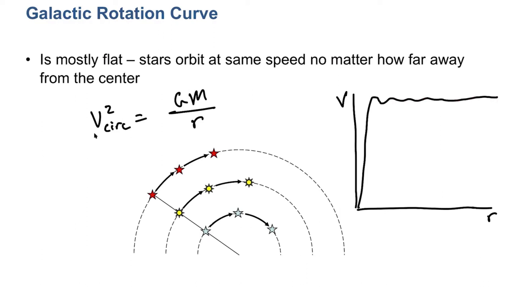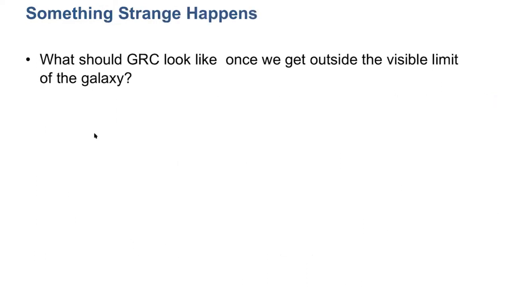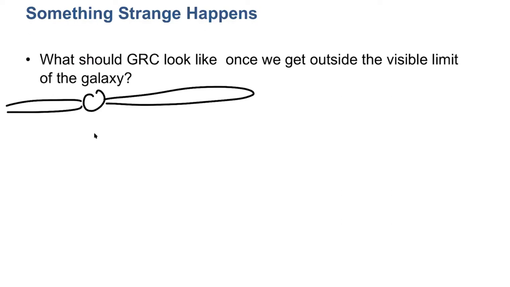So that's cool. Now, but something strange happens, and this is where the story gets interesting. In the outer part of the galaxy, we would expect, let's say we've got a galaxy that looks like this. So here's the center of the galaxy. We know we've got some spiral arms going off in both directions.